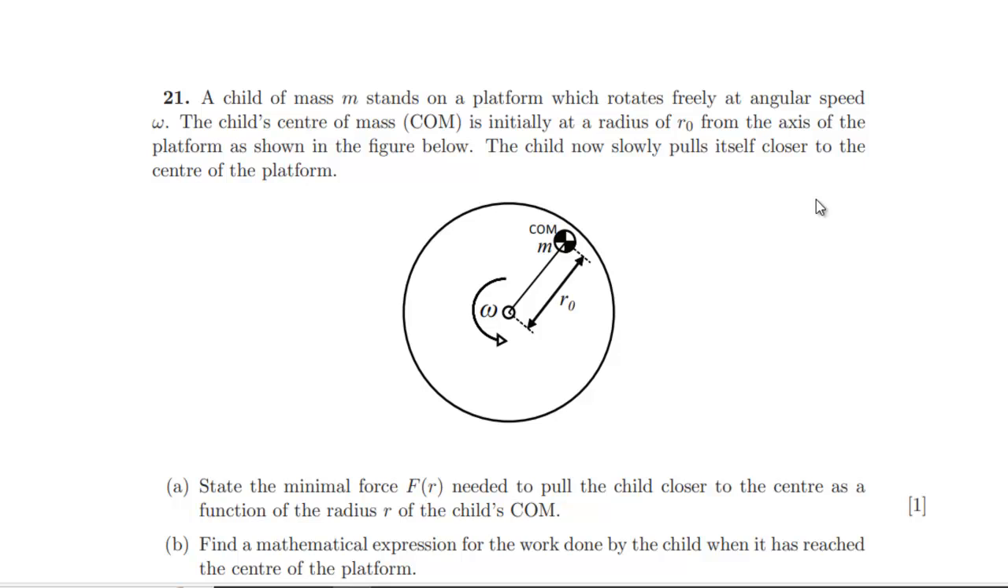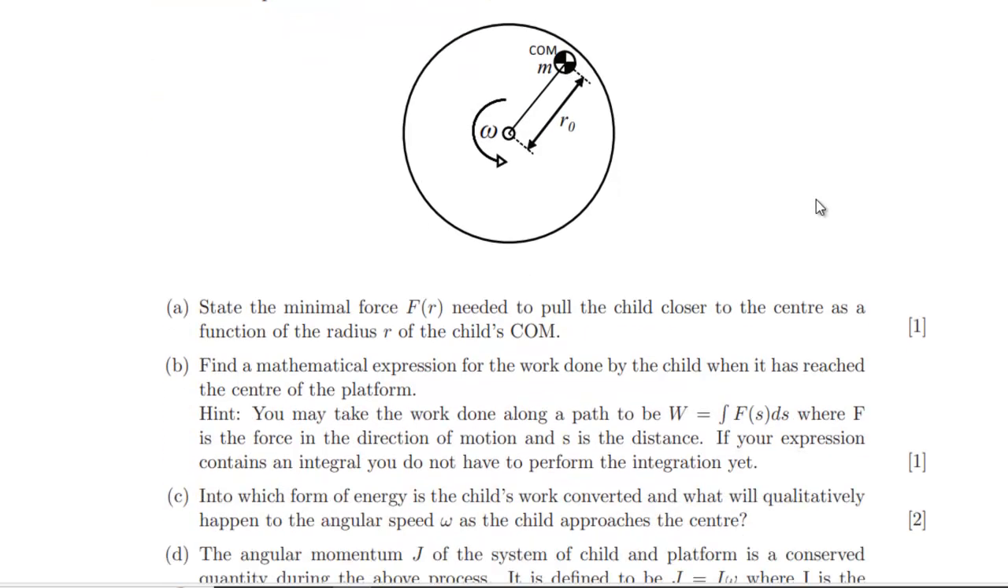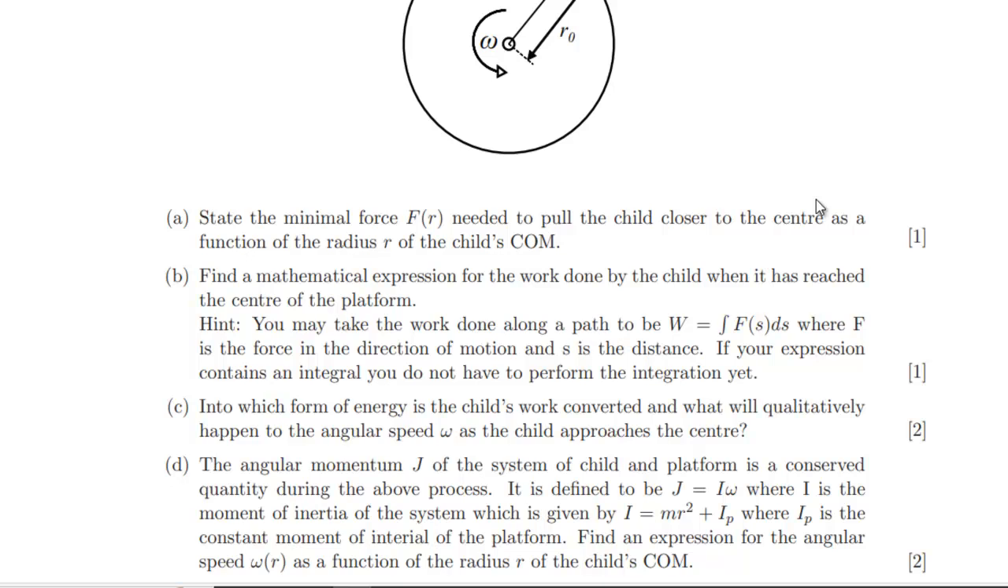Right, question 21. A child of mass m stands on a platform which rotates freely at angular speed omega. Child's centre of mass initially at r0 from the axis of the platform. He's slowly pulling himself closer to the centre. State the minimal force needed to pull the child closer to the centre as a function of the radius of the child's centre of mass.